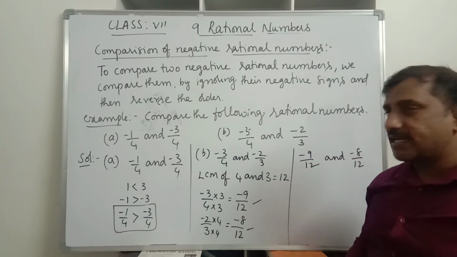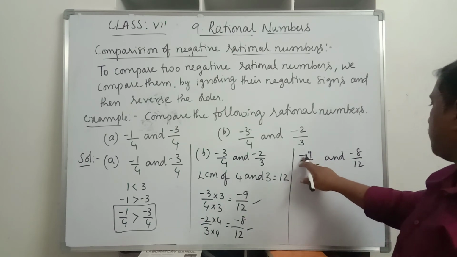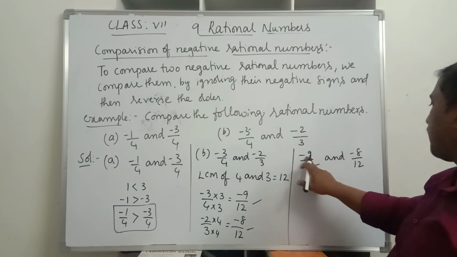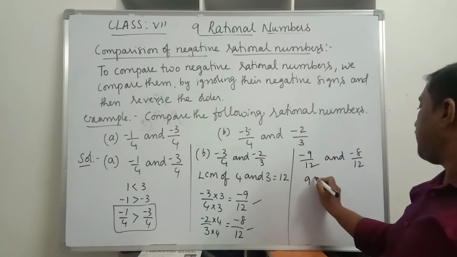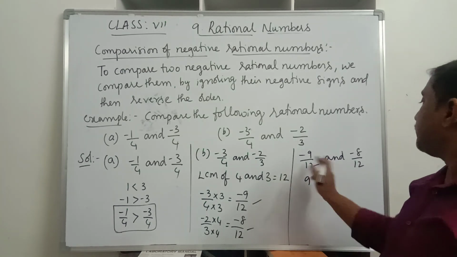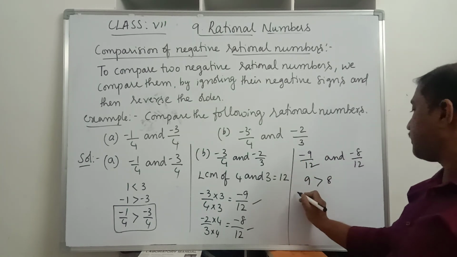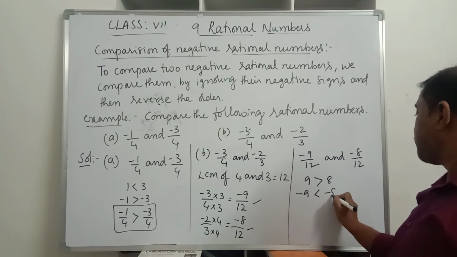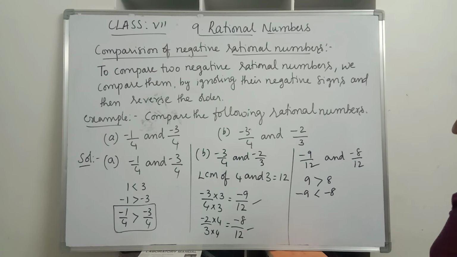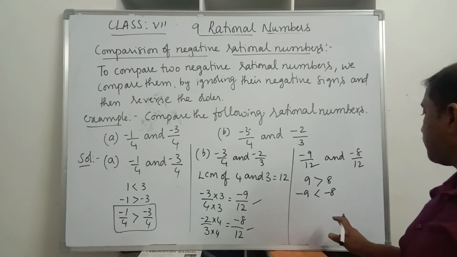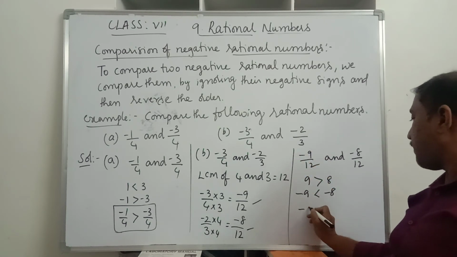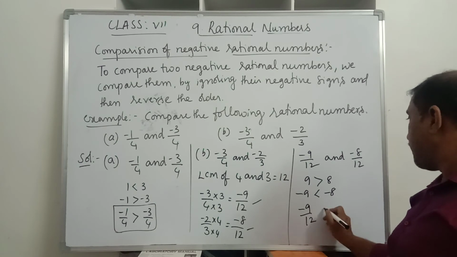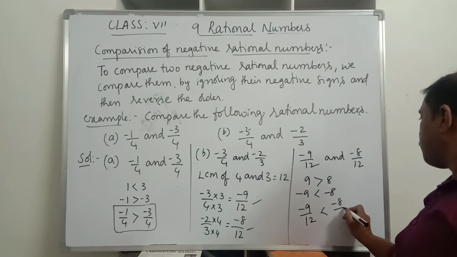Now ignore the signs, compare. When we ignore the negative signs, we have 9 and 8. 9 is greater than 8. That is, when we take the negative signs, the order will change. Minus 9 is less than, what is it? Minus 8. Therefore, minus 9 by 12 is less than minus 8 by 12.